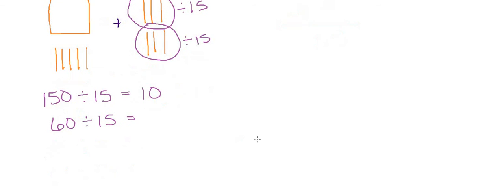So we're just going to have a little side note here. 30 divided by 15 and another 30 divided by 15, because we know 30 plus 30 is 60. So now we're just breaking it down again into an easier number. 30 divided by 15 is 2, and another 30 divided by 15 would be another 2. So that must mean that 60 divided by 15 is 4.